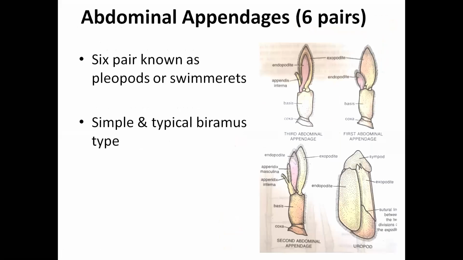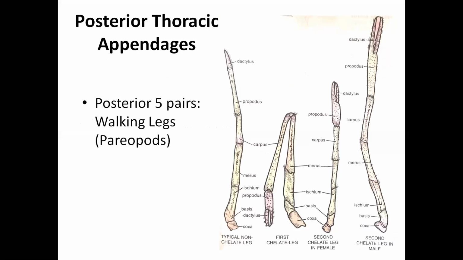I'll explain it again. As I have told, there are 8 thoracic appendages. 3 are the anterior appendages, which are first maxilliped, second maxilliped, and third maxilliped. And then there are 5 pairs of posterior thoracic appendages, which are also known as walking legs or the periopods. As I have told, sexual dimorphism is a very typical and common character of crustacea, and this species Macrobrachium also has the sexual dimorphic character, and that sexual dimorphic character is the second chelate leg.